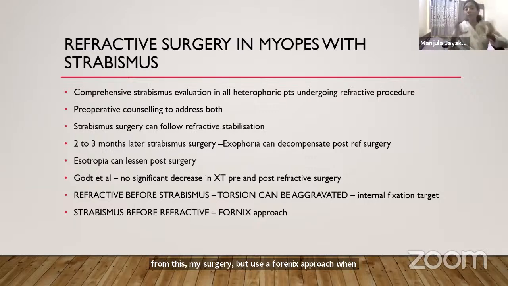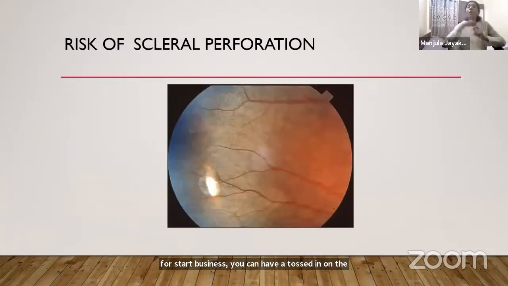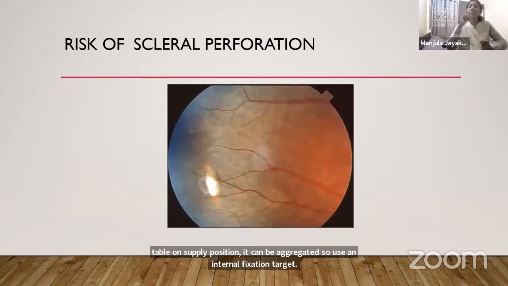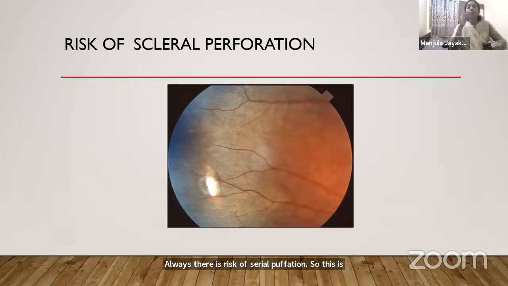Of course, if you are going to do refractive surgery before strabismus, you can have a torsion on the table in supine position. It can be aggravated, so use an internal fixation target. Always there is risk of scleral perforation. So this is thin sclera, high myopia. You take posterior bites. So be careful. Take very superficial scleral bites when you do the strabismus surgery.